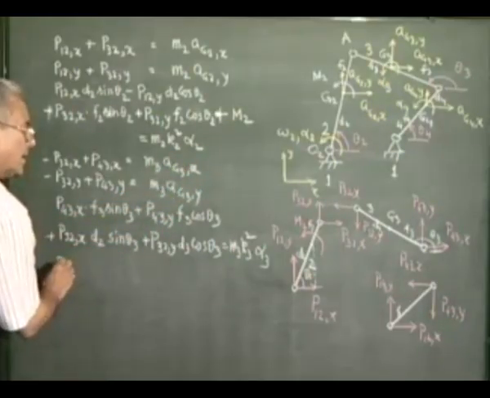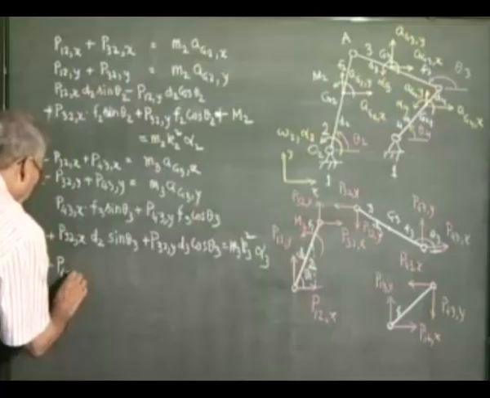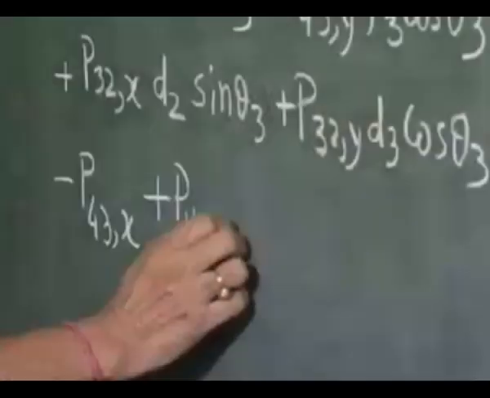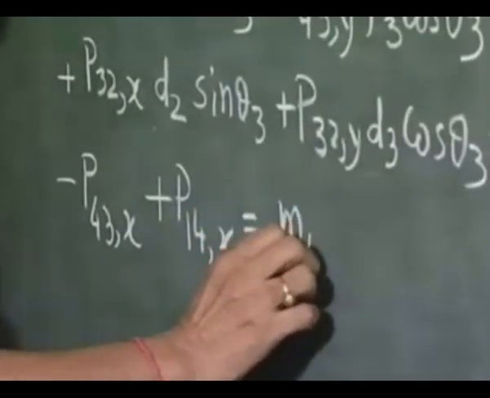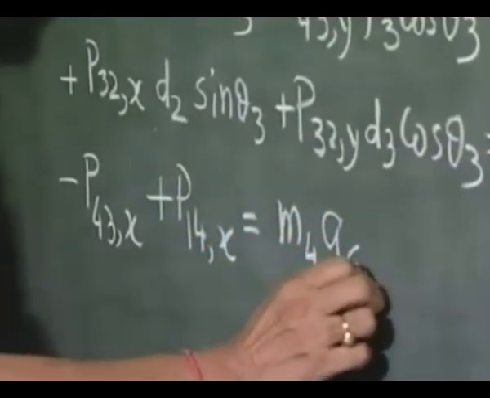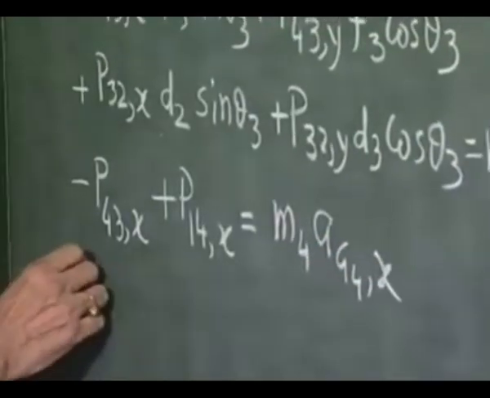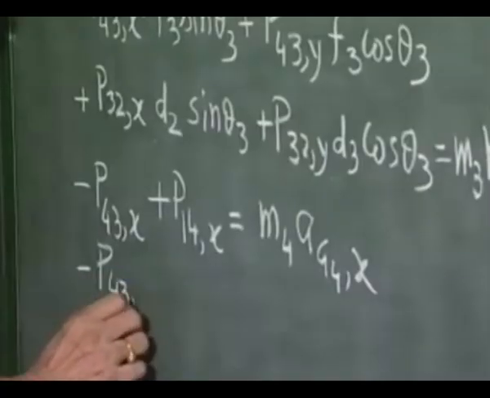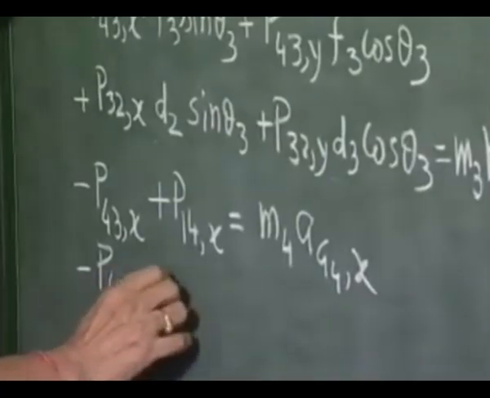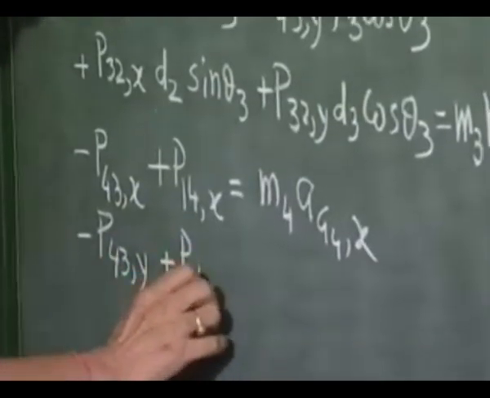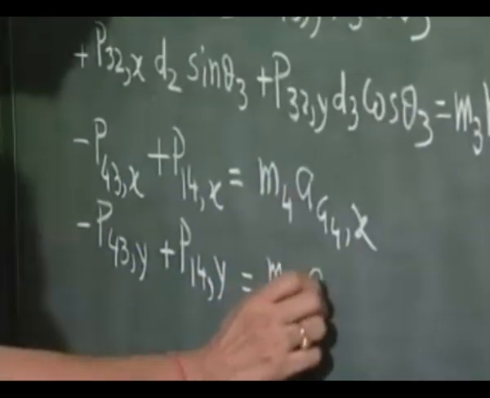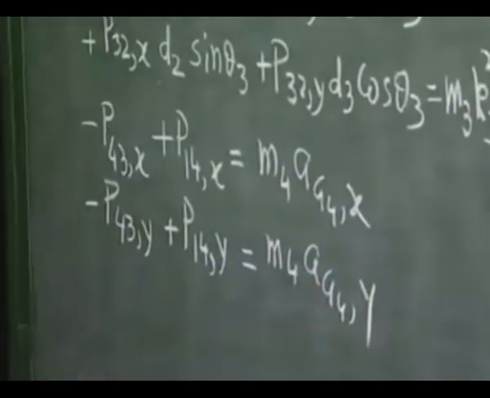For the last link, exactly in the same procedure, we will get the total equation in the x direction as P minus P43 x plus P14 x, it must be equal to M4 A G4 x. In the y direction, we will have minus P43 y plus P14 y, and it is equal to M4 A G4 y.